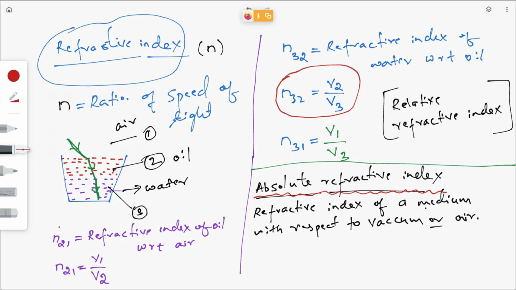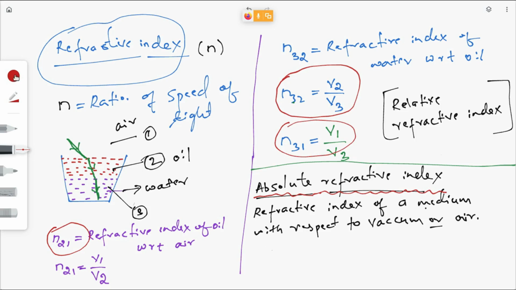What is N21? N21 is the absolute refractive index. Yes or no? N21 is the refractive index of a medium, refractive index of oil with respect to air. What is N31? Refractive index of water with respect to air. That is also N31.